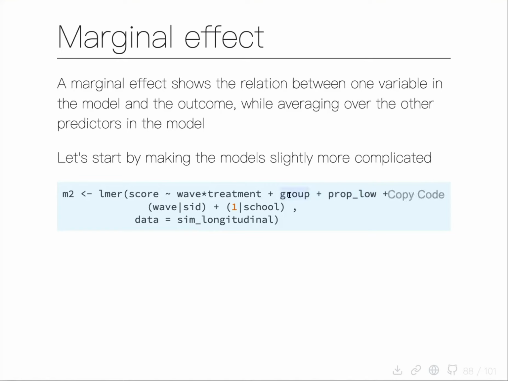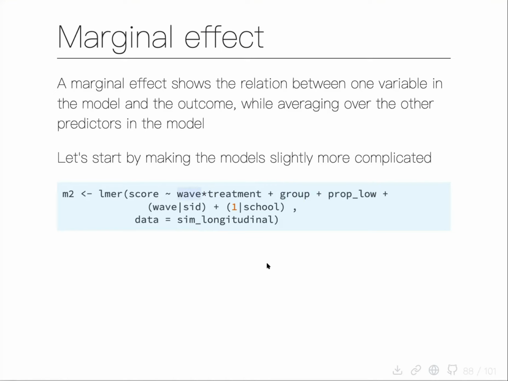I think it's the proportion of students in the school who were in the low group, right? So if there were 50 students in the low group in the school and the school had 100 students total, then that would be 0.5, okay? So this is a school level variable. This is a student level variable. This is a student level variable. This is a time level variable, okay?